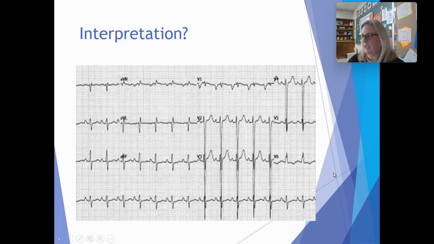One in AVL? Anything going on weird? I don't really see a T wave there. It's kind of flat. 2-3 in AVF. It looks pretty normal too. The T wave is a little flat.